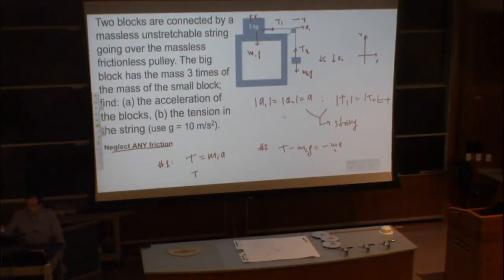Now tension will be equal to mass in kilograms times acceleration. So tension minus 1 times 10 equals mass times acceleration. Velocity is 3 times the mass. Divided by 3 is 1.